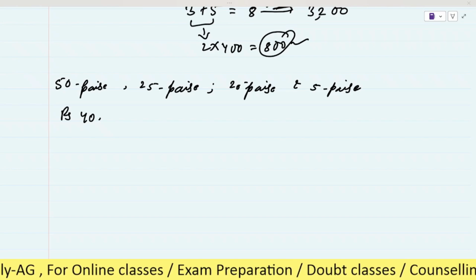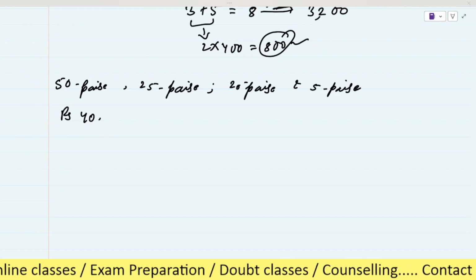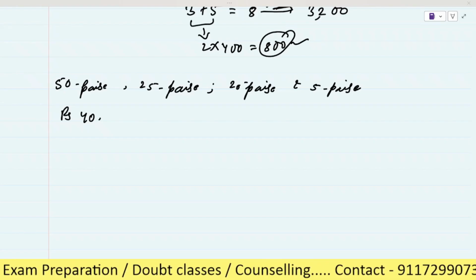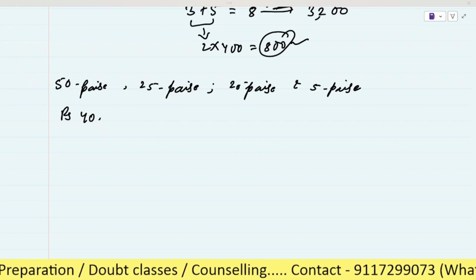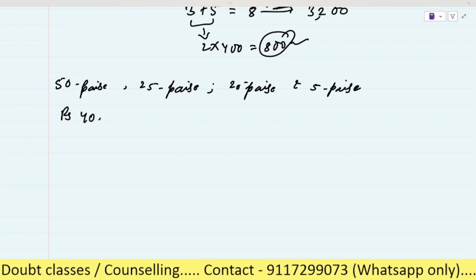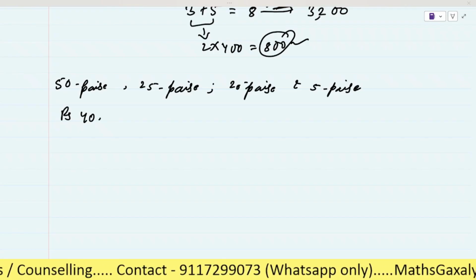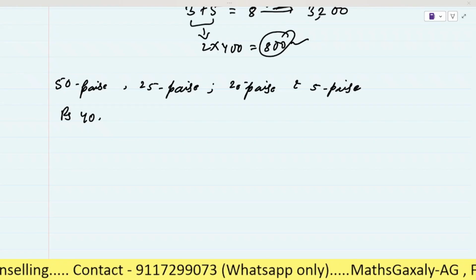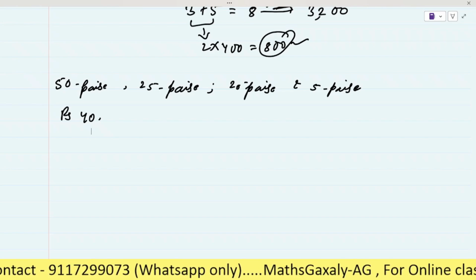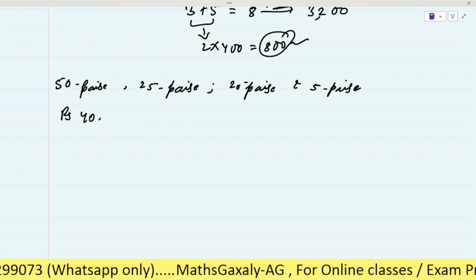Here it is saying that the bag contains an equal number of coins. Equal number of each coin. Equal number of 50 paise, 25 paise, 20 paise and 5 paise coins respectively. So it means if there are 200 coins of 50 paise, then there are also 200 coins of 25 paise, 200 coins of 20 paise and 200 coins of 5 paise. And here is the sum of the money. If the total amount is rupees 40, it is not saying that 50 paise makes 40 rupees, 25 paise makes 40 rupees.